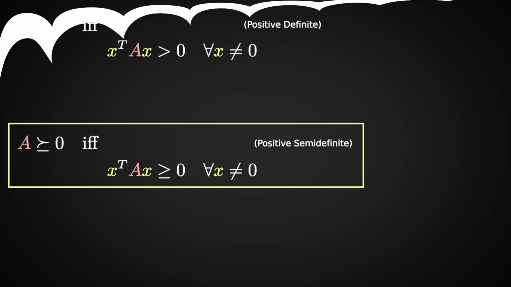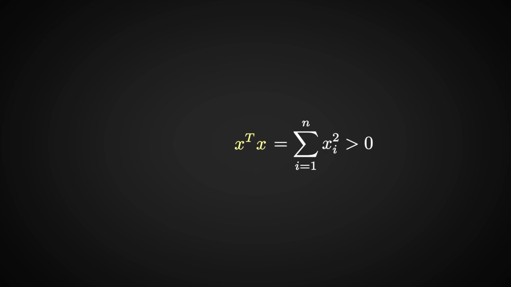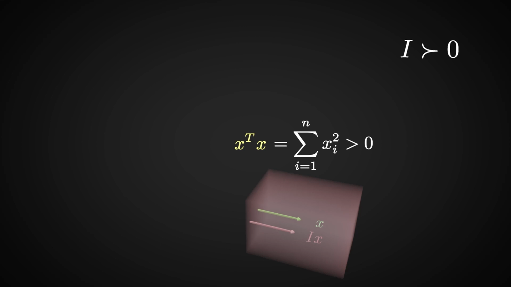Before we move any further, let's look at some special cases to get a feel for this new definition. The identity matrix, for example, is positive definite. This is because if you multiply the identity from the left and the right by some non-zero vector x, you get x transpose x, which is the sum of the entries of x squared, which is positive. You can also directly argue that the identity is positive definite because it does not change its input. So obviously the input and the output fall on the same side.